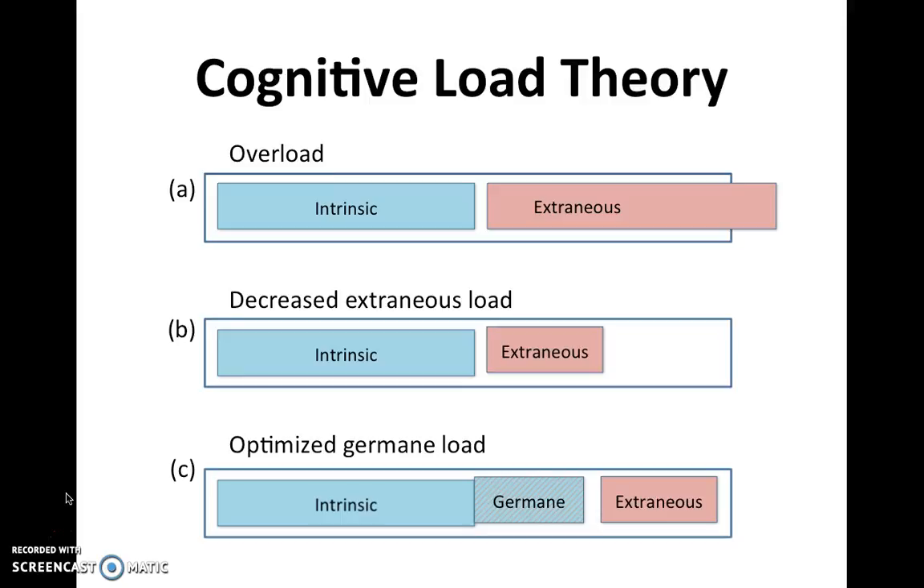For instance, providing students with worked examples and situations that they can study before having to generate their own can help to establish the schema needed to accomplish the more demanding task of originating their own examples. The processing that occurs as learners construct and modify schemas is referred to as germane load.